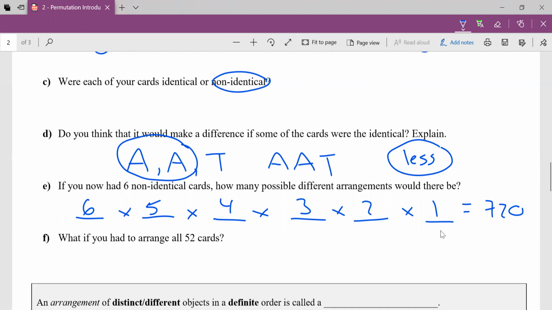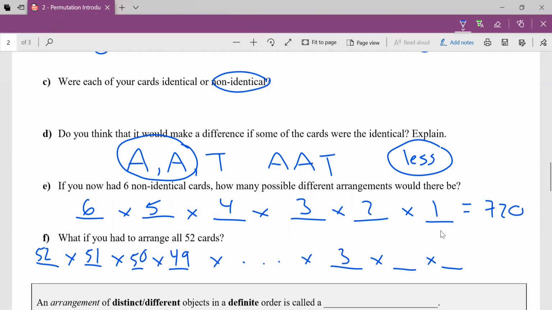Well, what if we had to arrange all 52? Okay, I could do that, I guess, right? Times dot dot dot times. There's 52 here, then 51, then 50, and 49, all the way down to 3 times 2 times 1. Could I get that thing in my calculator? Oh, absolutely, I could. But do I want to put that in my calculator? Absolutely not. So there has to be a way for us to figure that out.